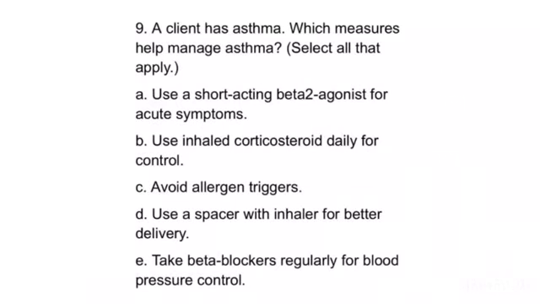9. A client has asthma. Which measures help manage asthma? Select all that apply. A. Use a short-acting beta-2 agonist for acute symptoms. B. Use inhaled corticosteroid daily for control.